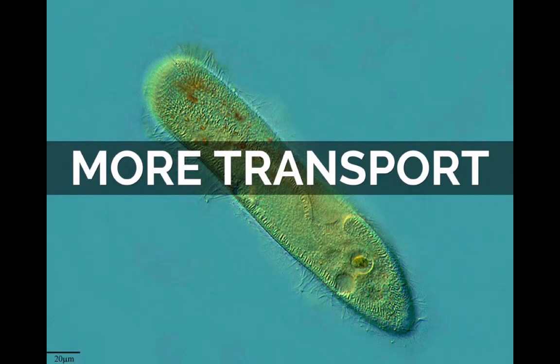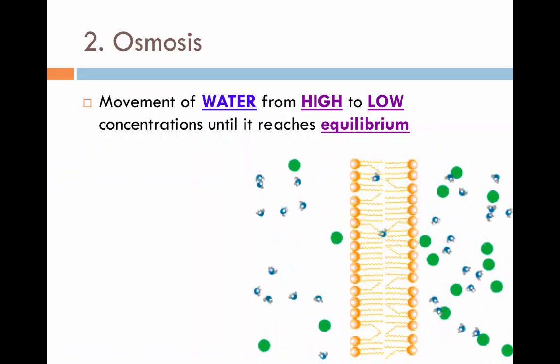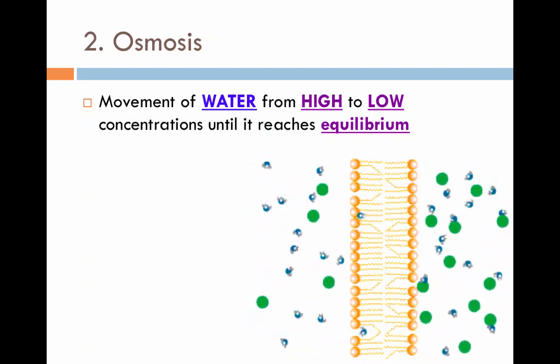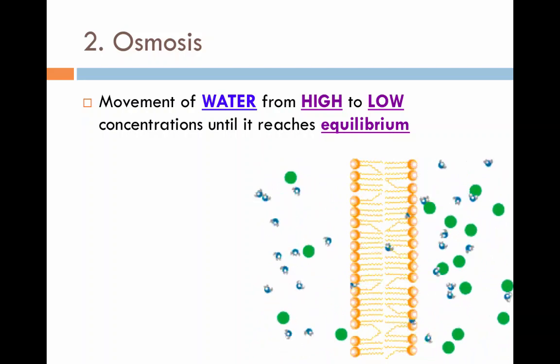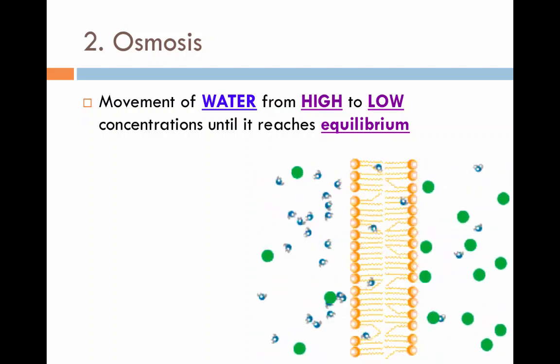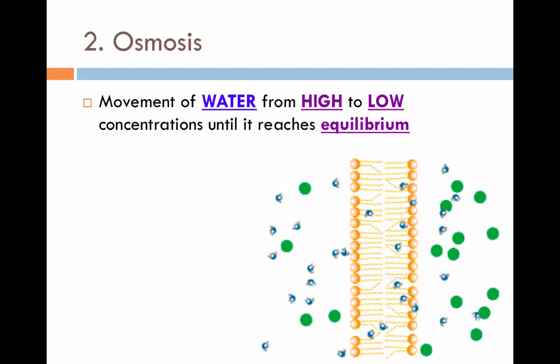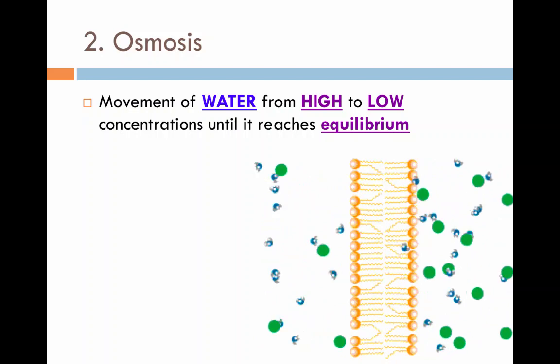Besides diffusion, there are 3 other ways that molecules move into and out of your cells. The first way is called osmosis. Osmosis is exactly the same as diffusion, but instead of just any random molecule moving, osmosis only applies to water. So when water moves from a high concentration to a low concentration until it reaches equilibrium, that's called osmosis.